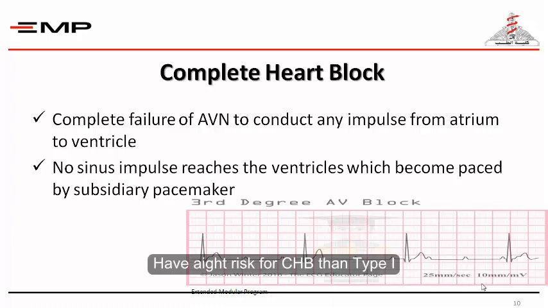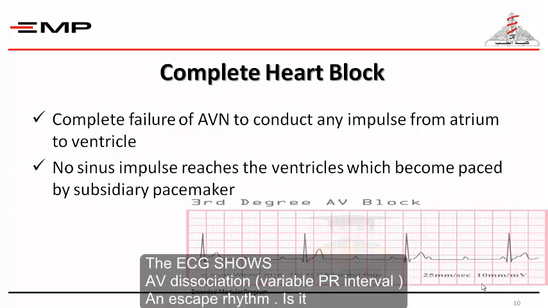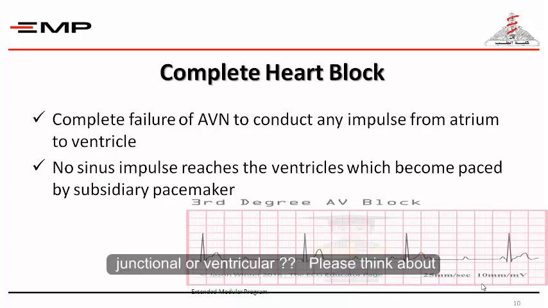It may be just slow if the escape rhythm is from the AV node, or it may be very slow and wide if the escape rhythm is coming from the ventricles. What is completely corrupted, unstable and inconstant is the relation between the P wave and the QRS complex, because every part of the heart, I mean the atria and the ventricles, is working separately from the electrical point of view.